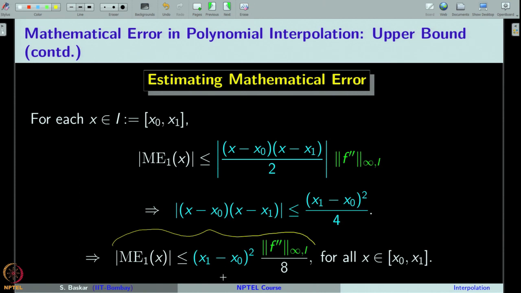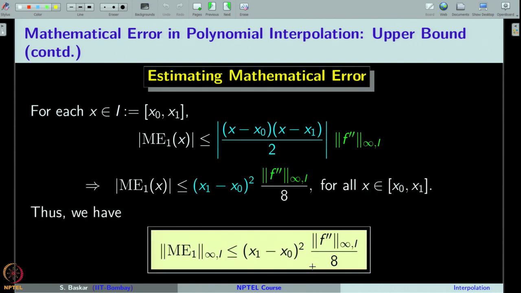Well, by this we got an upper bound for the mathematical error at the point x, and this upper bound is independent of x. What does it mean? It means this inequality holds for all x in the interval x0, x1, and that implies that even if you take the maximum norm of this mathematical error, that will also satisfy this inequality. Therefore, finally, we will consider this as the estimate for the mathematical error.